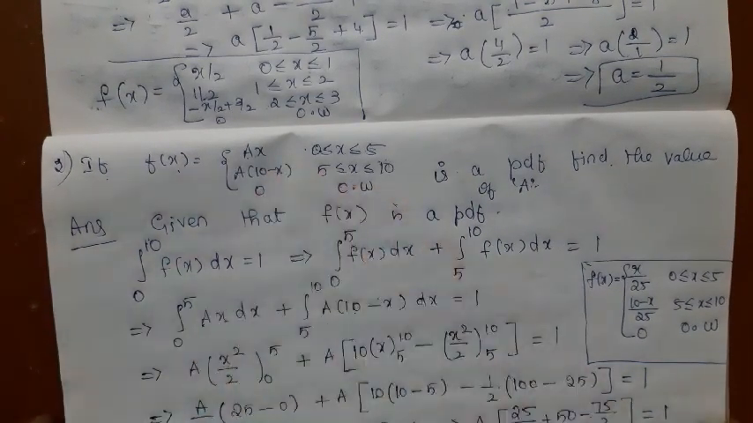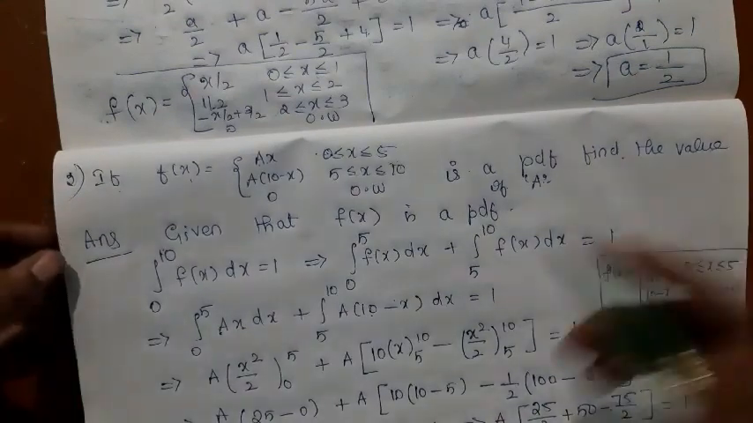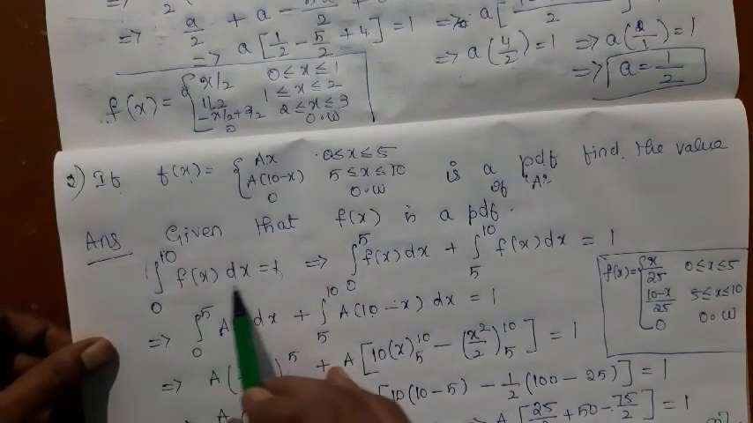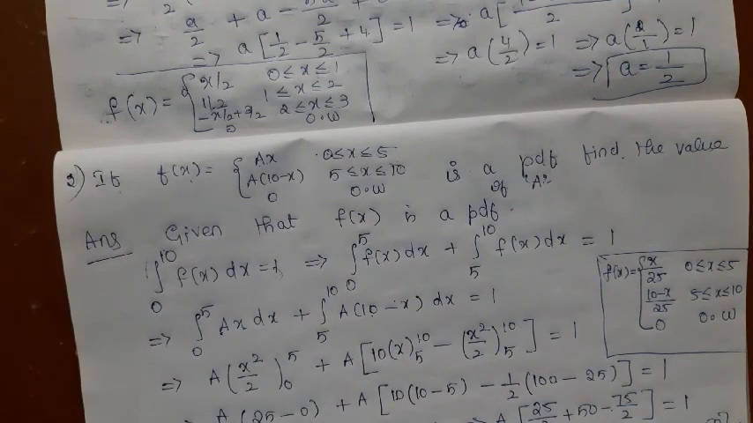Okay. So using this information, that when f of x is integrated over the full range, you get 1, that is how you compute a constant in a given PDF.